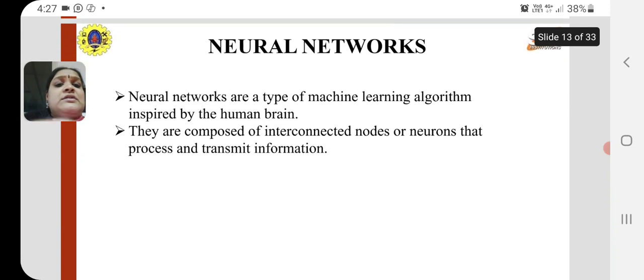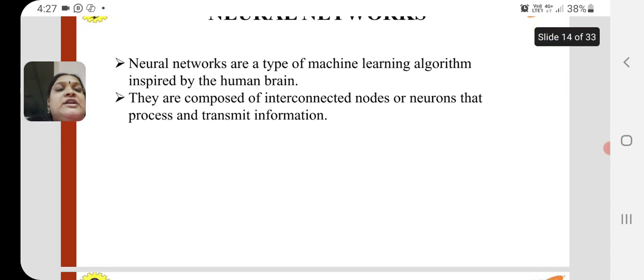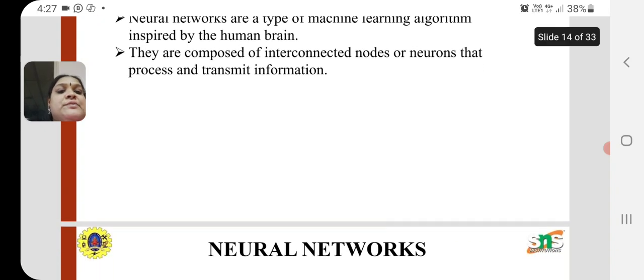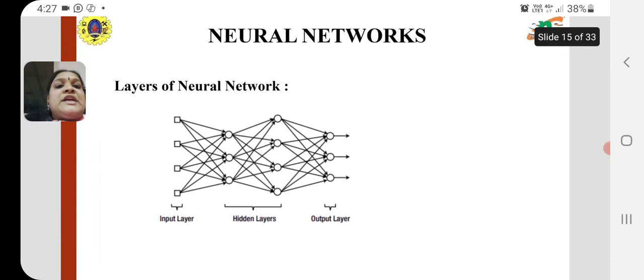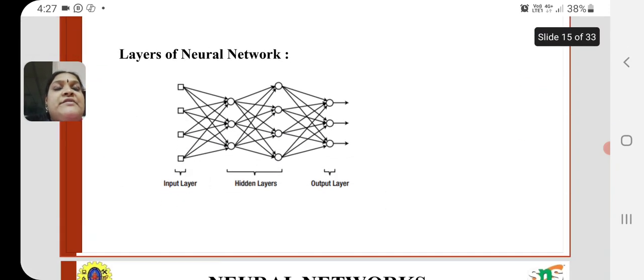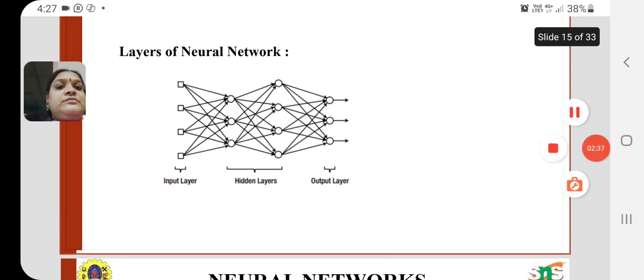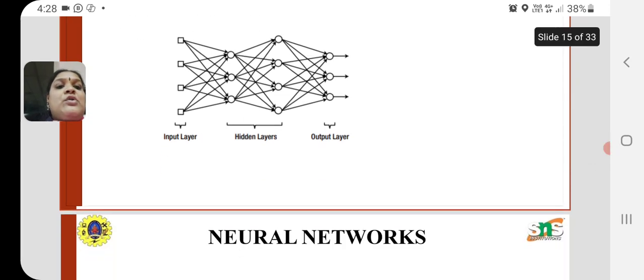And we know the definition of neural networks: it is a type of machine learning which is inspired by the human brain. It has interconnected nodes or neurons which process and transmit the information. So we will be studying the layers of neural network. What are all the layers of neural network? We have single layer and multiple layer. We actually have three layers: input layer, hidden layer and output layer.